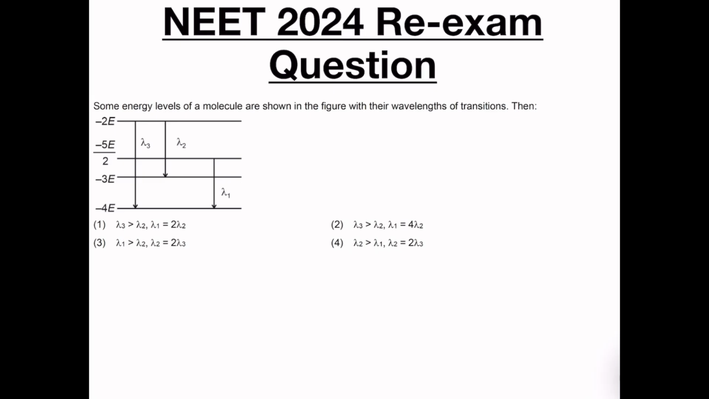Hello everyone, here is a question from quantum physics. Some energy levels of a molecule are shown in the figure with their wavelengths of transitions, and then we need to find out the correct relationship.